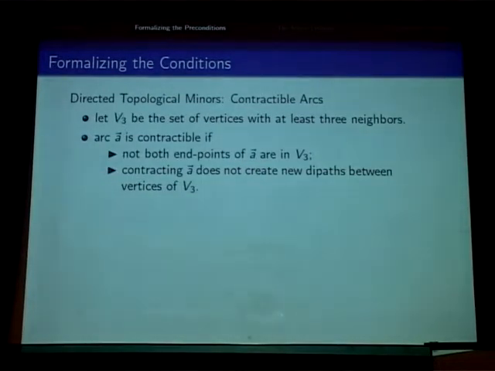So this is our definition of contractible arcs. V3 is the set of vertices with at least 3 neighbors. Then you define an arc to be contractible if not both endpoints of this arc are in V3, and contracting this arc does not create new dipaths between vertices of V3. So our definition of directed topological minor is as follows. You obtain a subgraph, and you contract arcs of this type. The digraph that you obtain is a directed topological minor of the original graph.